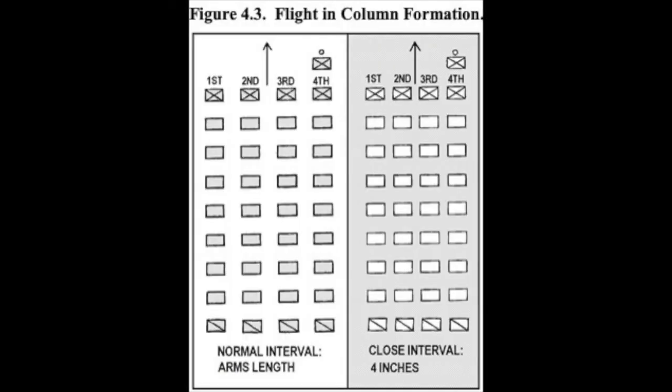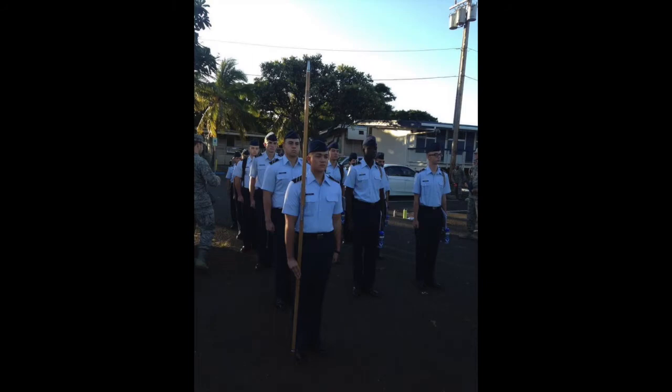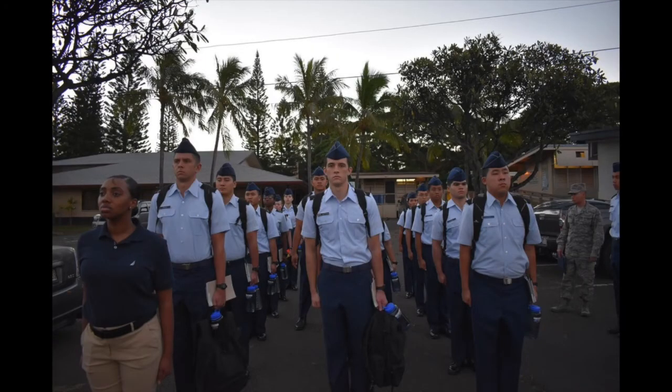Here we have a figure of a flight in column formation. This is how flights transit from point A to point B while marching. The guide or guidon bearer is now positioned in front of the last element leader, in this case, the fourth element leader. And the position of the deputy flight commander still remains at the rear of the flight. Here we have a few examples of how the flight would look in column formation.